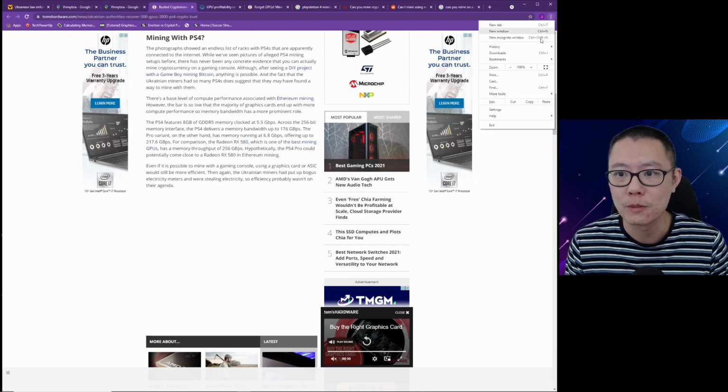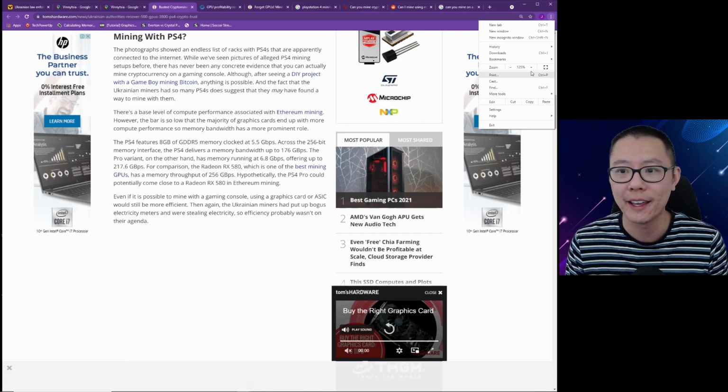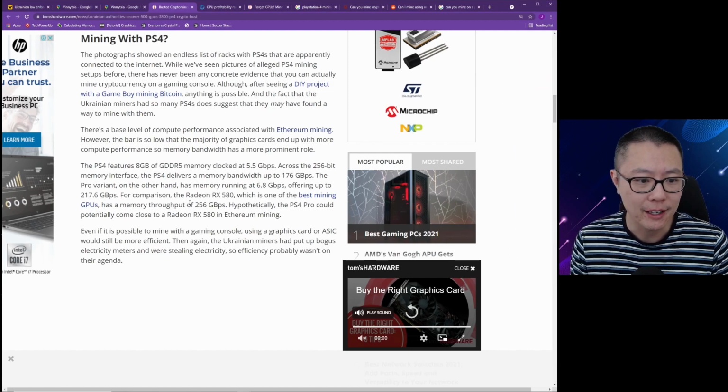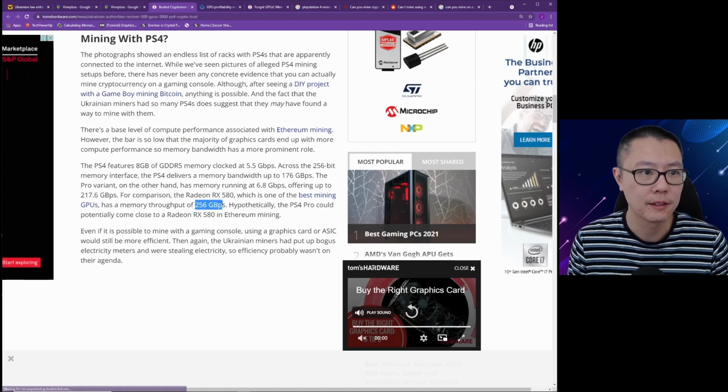I might have had that too small, so I'm sorry about that. But yeah, Radeon RX 580, 256 gigabytes per second.